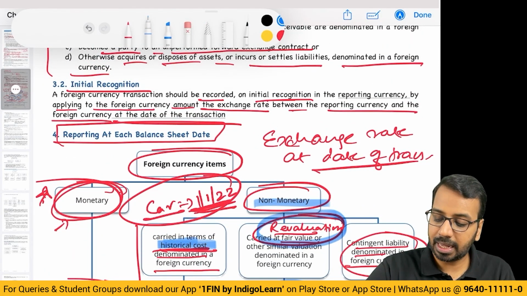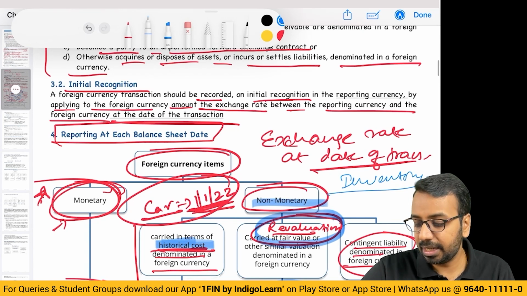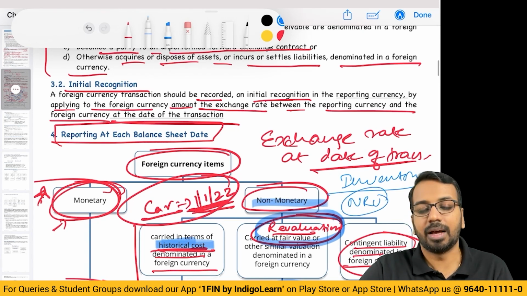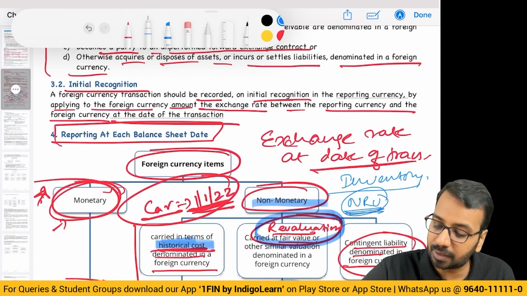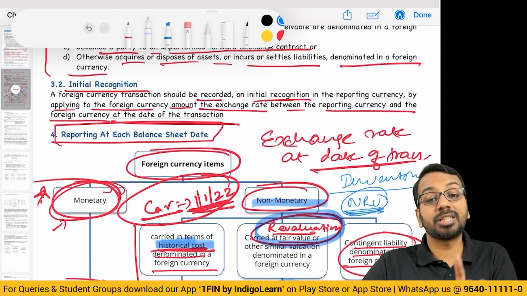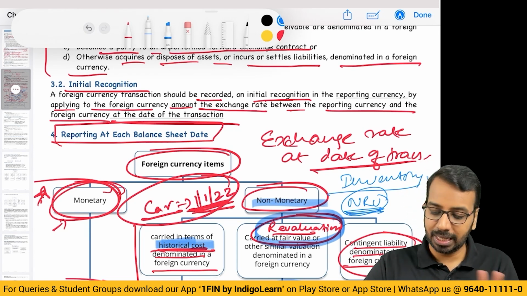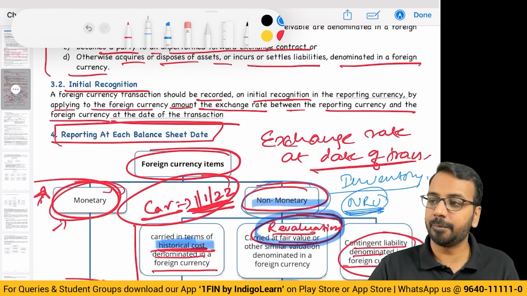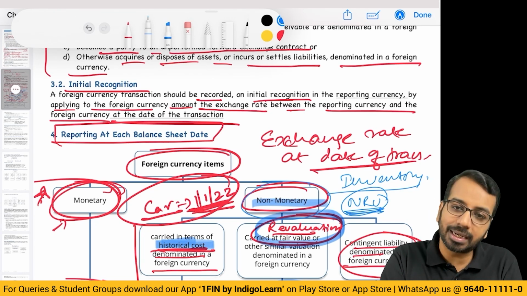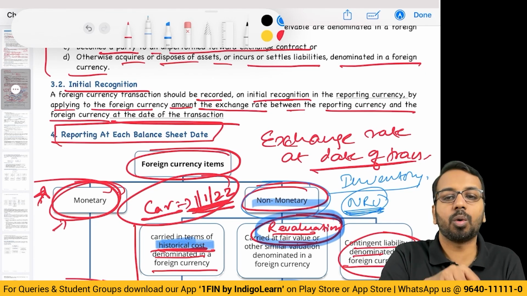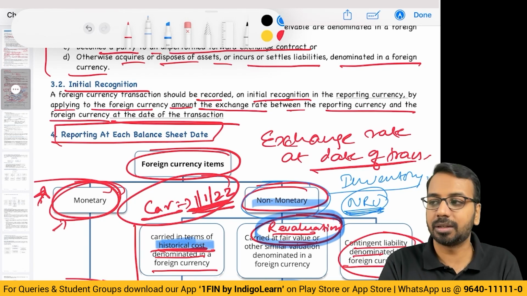Now, one more example of a non-monetary item. Let us say I have inventory, and inventory is valued at net realizable value because it is lower than cost. So when I'm determining NRV, I should use the exchange rate on the date I have determined the NRV. Okay, is that part clear on non-monetary items? I have to take the rate on which I have determined the NRV. Is that clear?